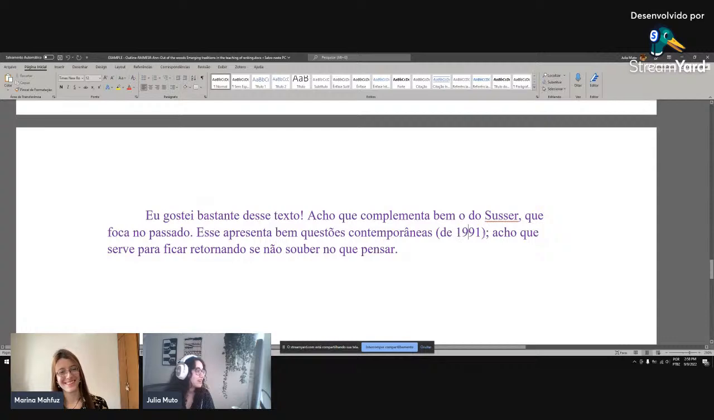But I said, acho que serve para ficar retornando se não souber no que pensar. This was at a point when I didn't know exactly what I wanted to research. I knew I wanted to research writing, but I didn't know exactly what. So this was a really good text to start thinking about it because it's giving this overview of writing.